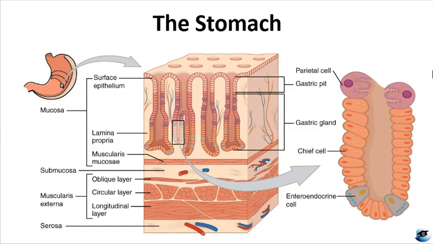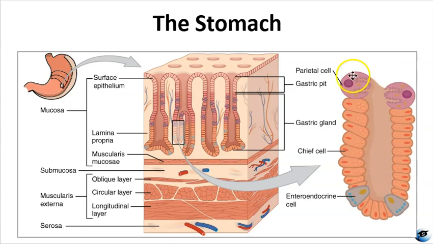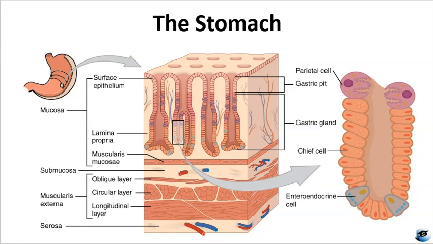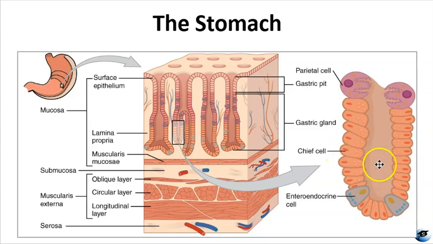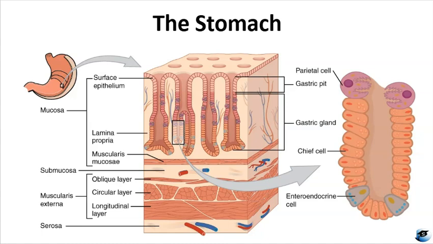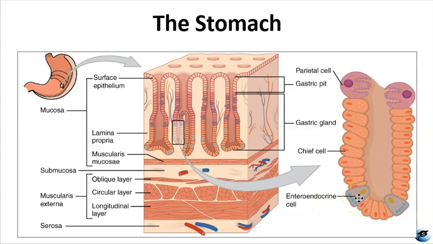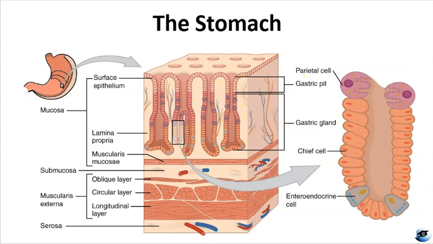Within the mucosa are specialized cells that are important for digestion. The parietal cells secrete hydrochloric acid, which is used to break down food and kill bacteria. And then chief cells, these guys here, produce pepsinogen. Pepsinogen is an inactive enzyme that converts into pepsin to digest proteins. Then you have the enteroendocrine cells. These release hormones that regulate digestion and stomach motility. You can also see gastric pits, these guys here. These are openings on the surface that lead down into the gastric glands where the secretory cells reside.